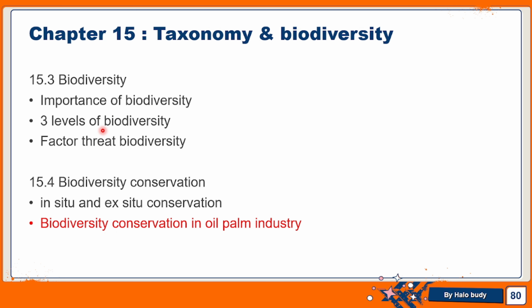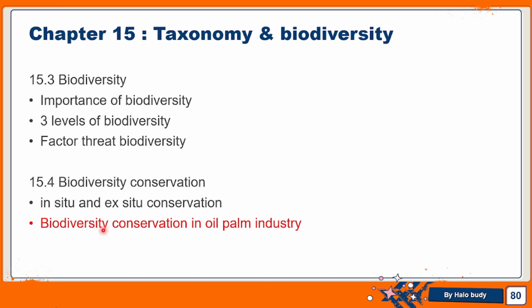So importance, 3 levels of biodiversity, and factors that can threaten the biodiversity of the country. Factors that can endanger the biodiversity. Normally you can divide these factors into human-made and biological factors. Okay. The final one is biodiversity conservation. So we know there are factors that threaten the biodiversity, so we need to protect and conserve them. There are two main ways, in situ and ex situ conservation.